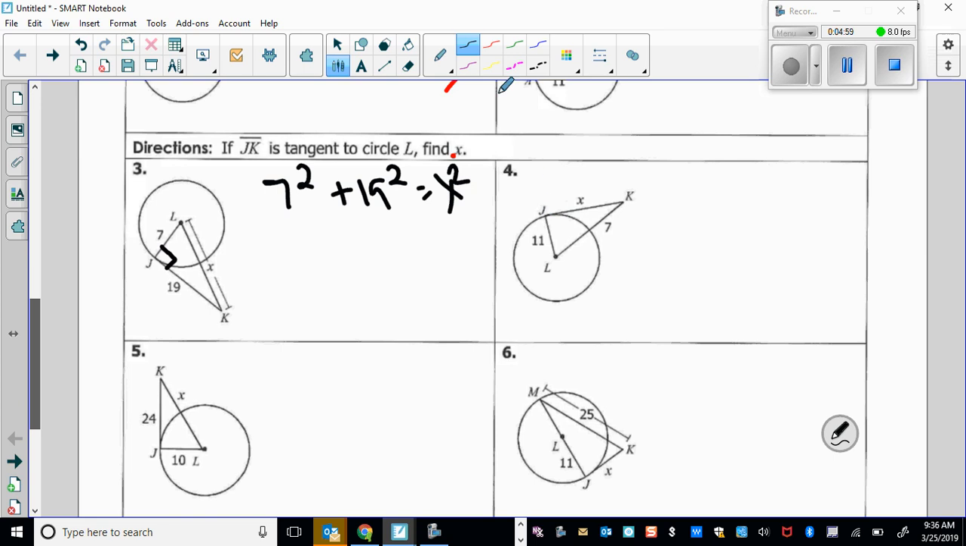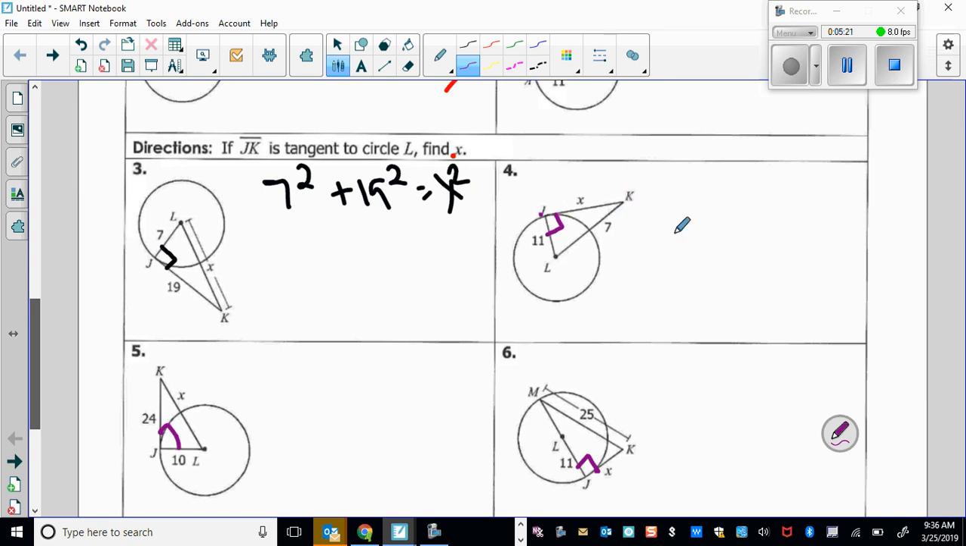And when you look at number 4, now I have x. So remember, always identify which one is your 90 degree. The 90 degree is where the radius or the diameter intersects with the tangent. So this is going to be your 90-degree angle. Okay? So once you identify the 90, you can identify which one is your a squared, b squared, c squared.